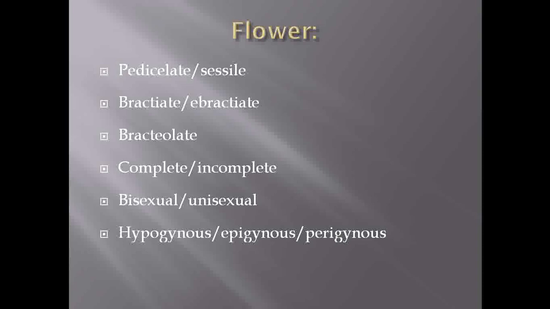Then whether the flower is bisexual, meaning whether the flower shows presence of androecium and gynoecium. If both sex organs are present, it is called bisexual. And if only one sex organ is present, either androecium or gynoecium, then it is called unisexual. Then about the arrangement of the flower: depending upon the arrangement of the four whorls, the flower is categorized as hypogynous, epigynous or perigynous.